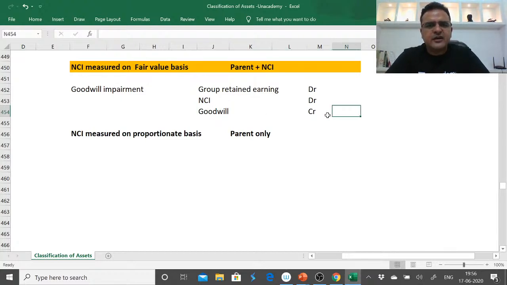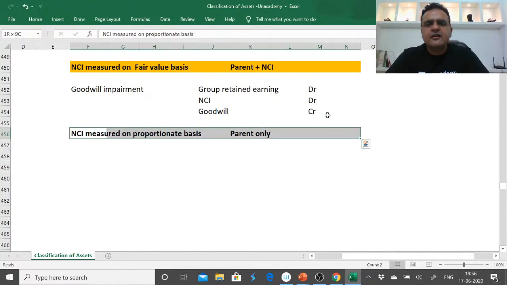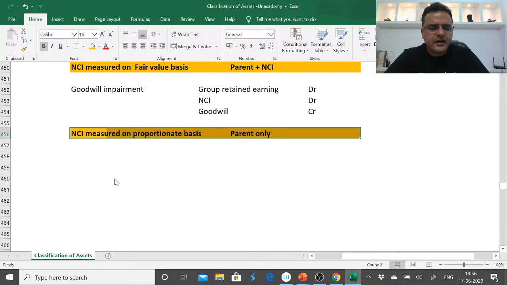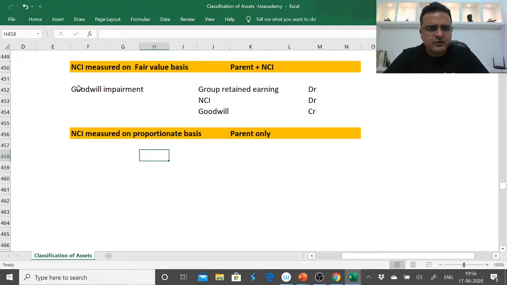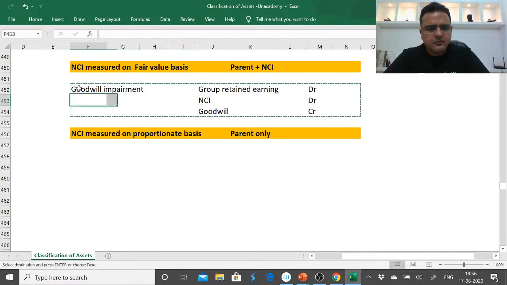If goodwill is belonging to parent plus NCI. But if NCI is measured on proportionate basis, then NCI doesn't have a share in it. The entire goodwill is belonging to parent only. If there is any goodwill impairment, the entire goodwill is belonging to parent only.